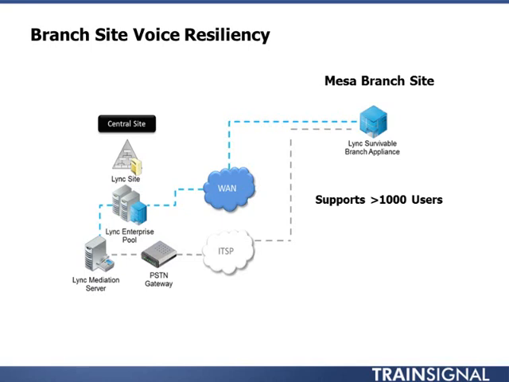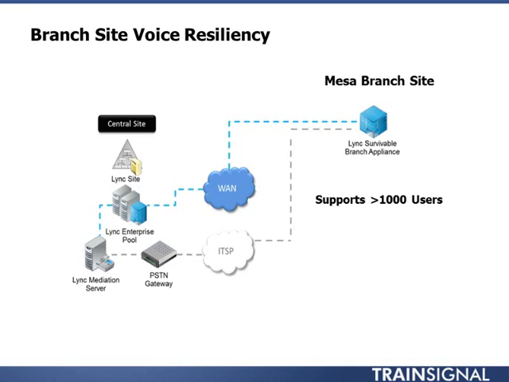To understand the benefits of a survivable branch appliance, you have to understand the basic concepts between a central site and the branch site that's associated with it. When you set up a branch site inside of your Topology Builder, you have to associate your branch site with a pool in a central site. The pool over in the central site is going to provide the user mode application services to the branch. So for example, a survivable branch appliance doesn't provide presence information to your clients, and it also doesn't host your conferences. So if I'm a client out in the Mesa branch site, I am going to have to go across the WAN link to the pool over in the central site of Scottsdale to host my conferences.